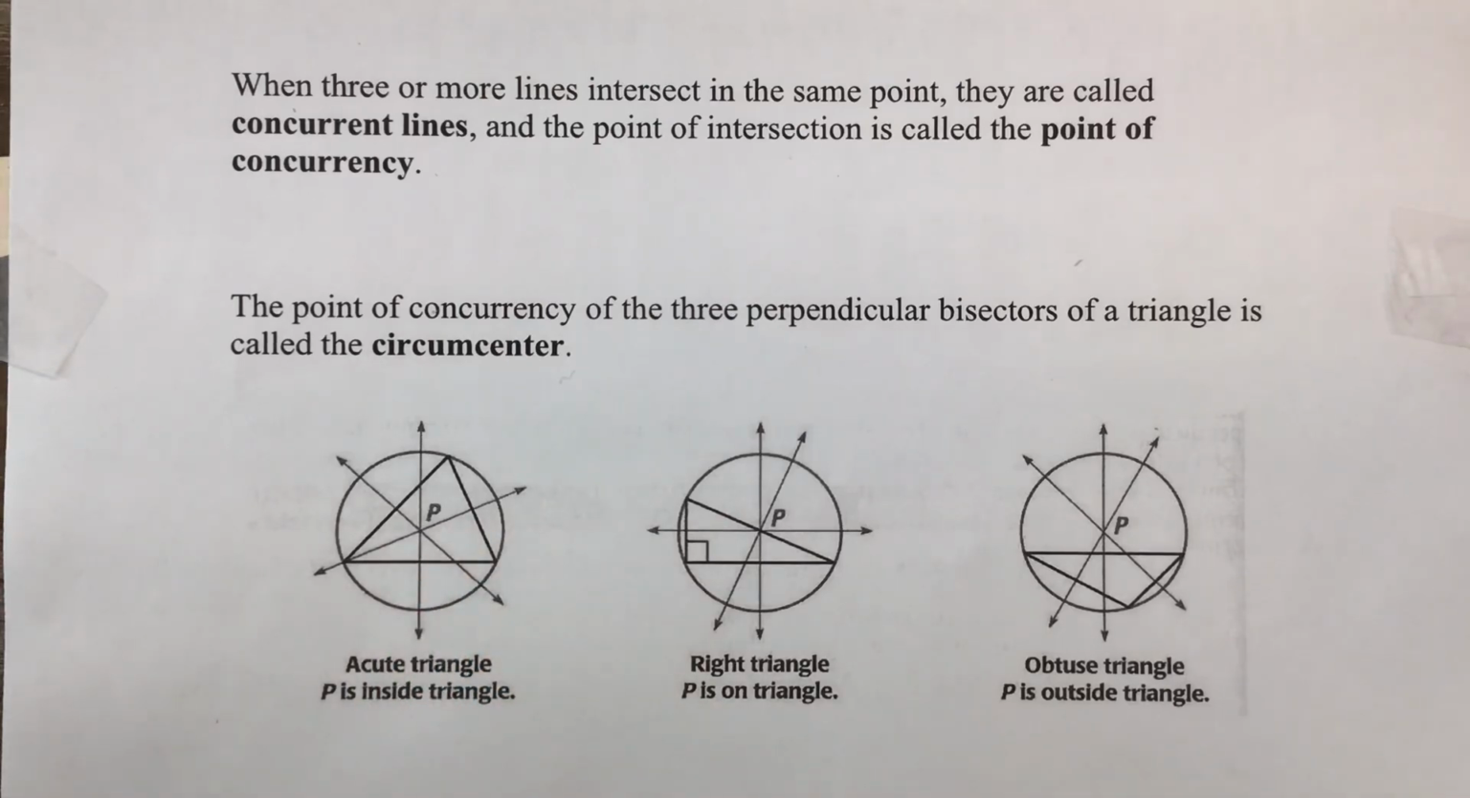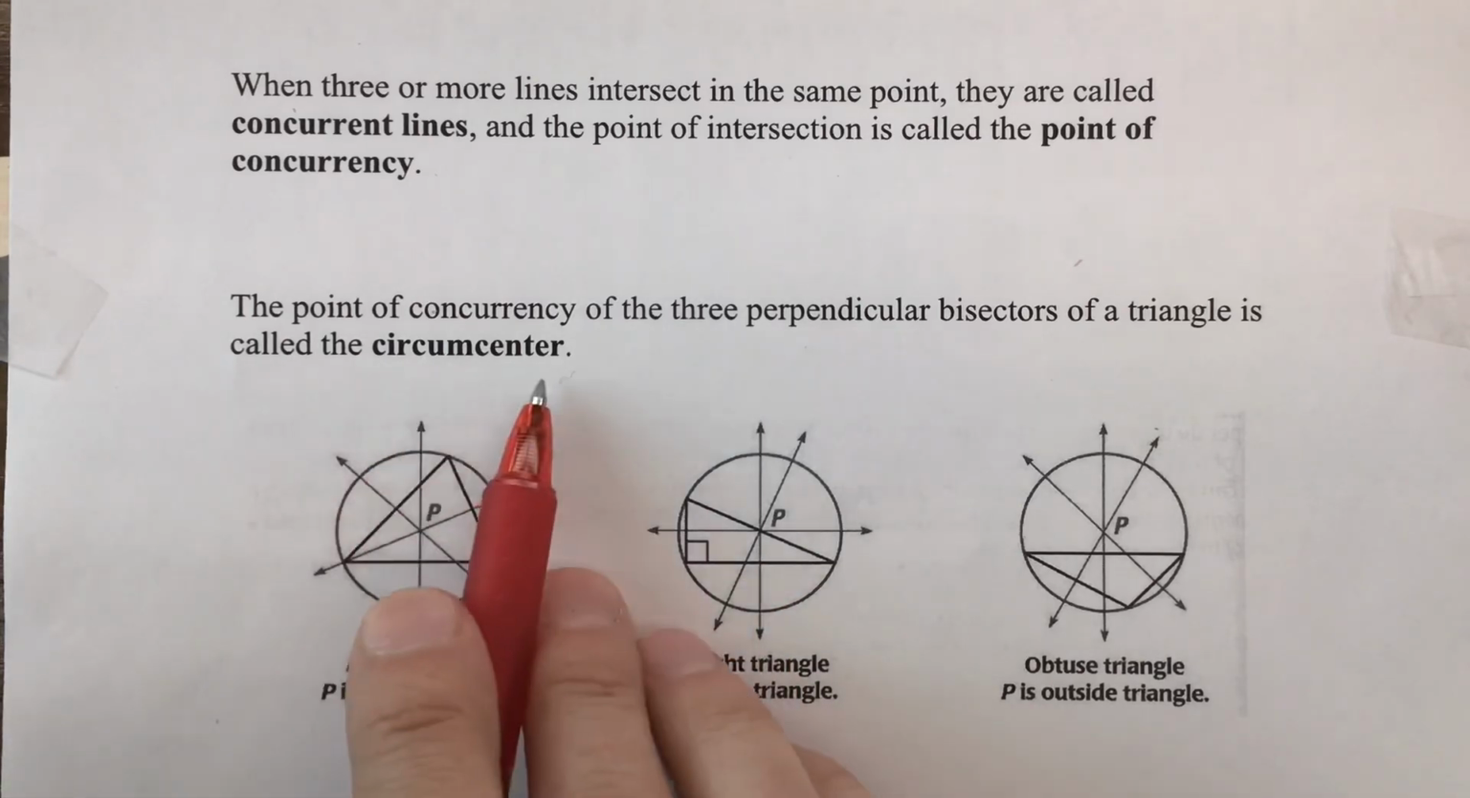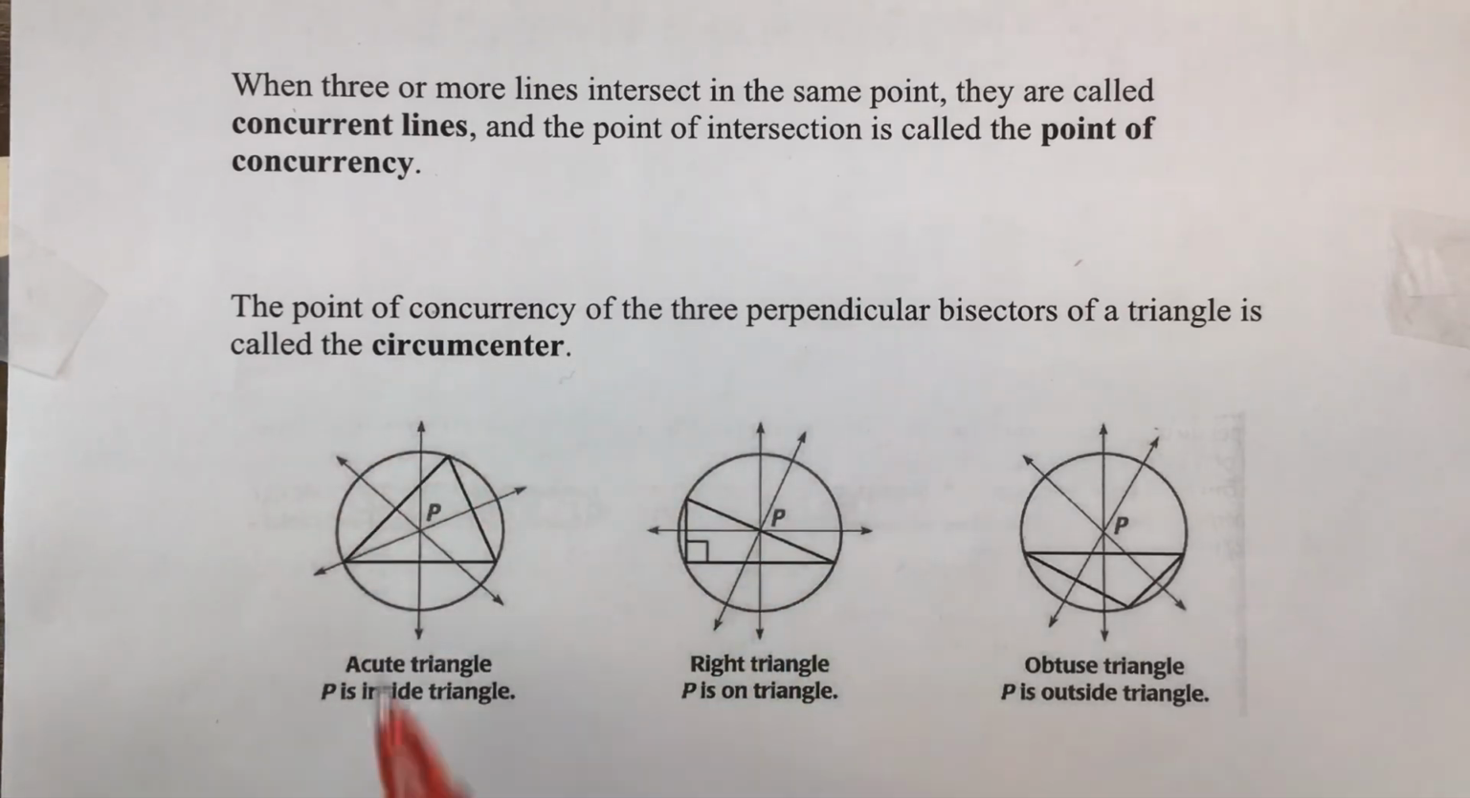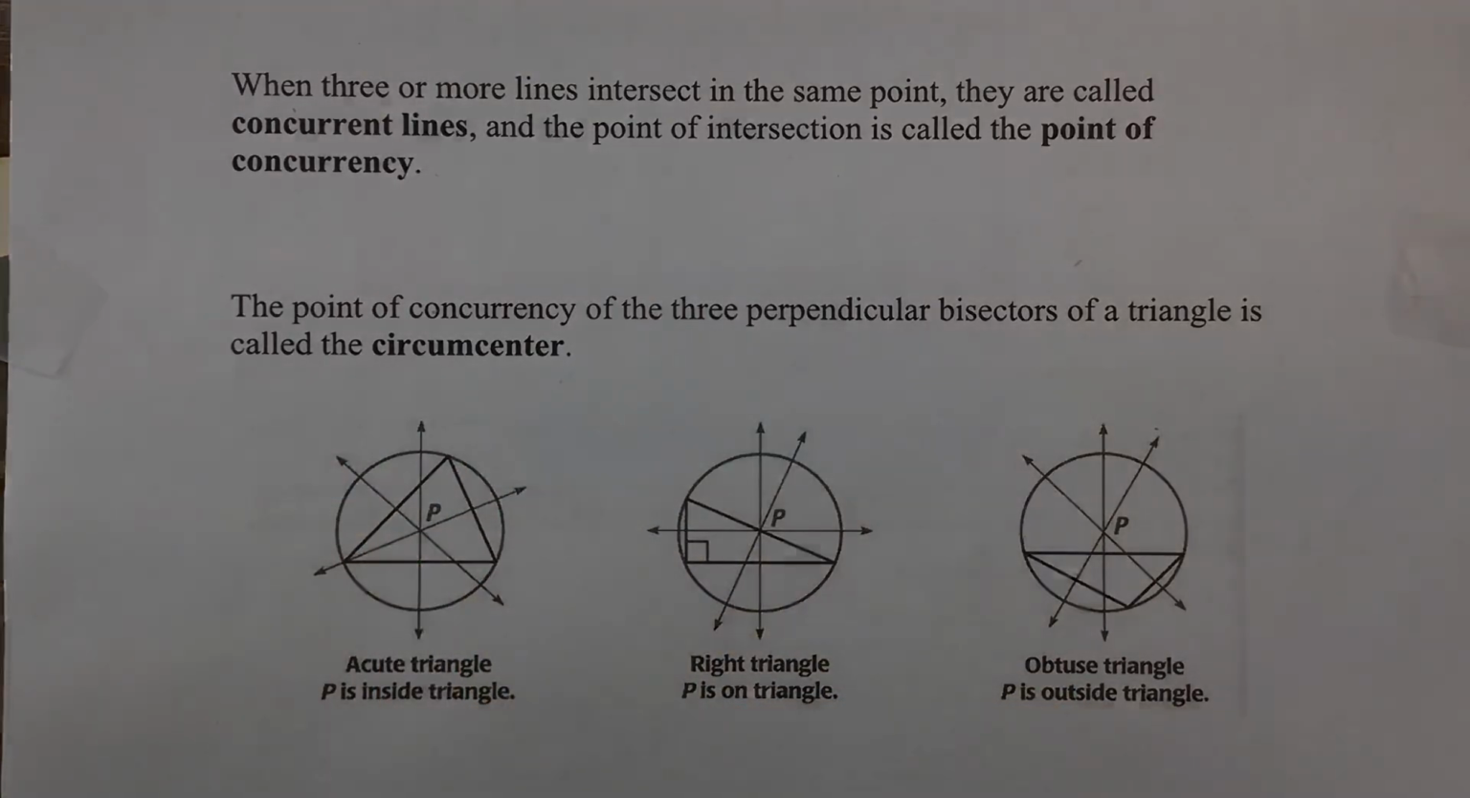But in every one of the pictures, that point of concurrency is going to circumscribe the triangle. It's going to go around it. It doesn't matter what type of triangle you have, this will always work. All right, this point of concurrency does have a name, which is the circumcenter. Okay, and that's because the circle will circumscribe that triangle. So we call this the circumcenter.